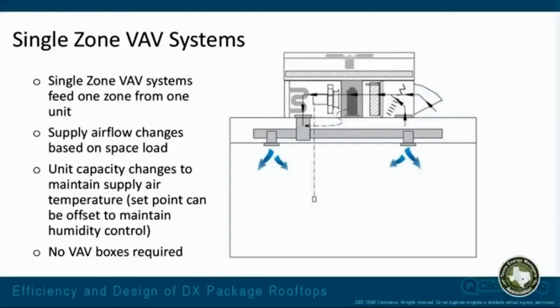So now we're going to slow the fan down. We're going to put a VFD on the supply fan or an EC motor and adjust the fan speed based on that space condition. Your unit capacity then will change to maintain a supply air temperature. And so now our supply air temperature is a set point, not an output just based on whatever CFM we're at. We're going to control that with the compressor. So we're going to have some type of variable capacity compressor in order to make that work. And like I said before, there's no VAV boxes required for this system now, so we don't have that control.